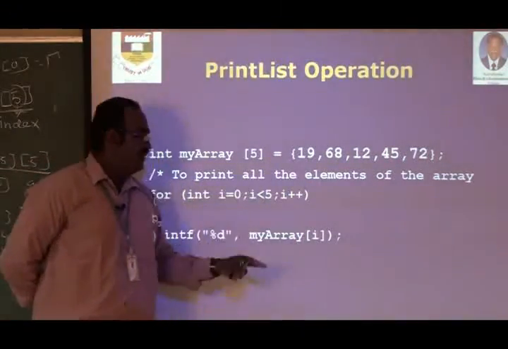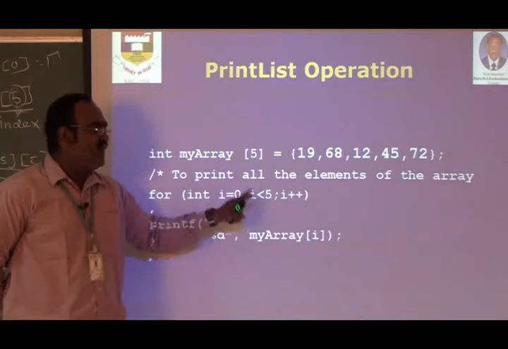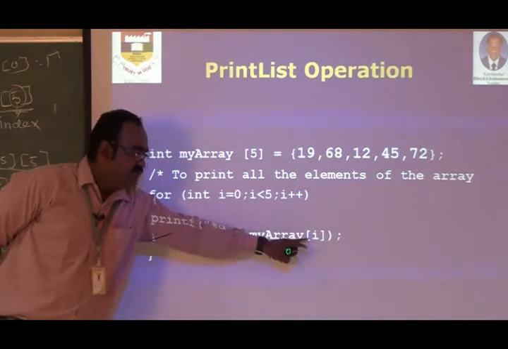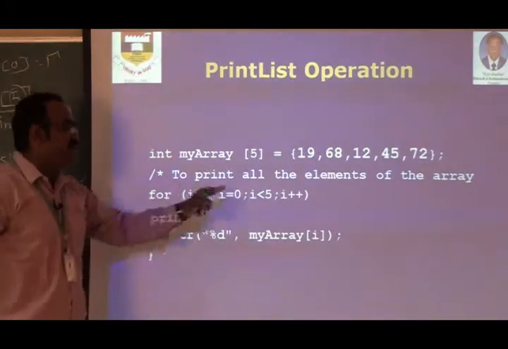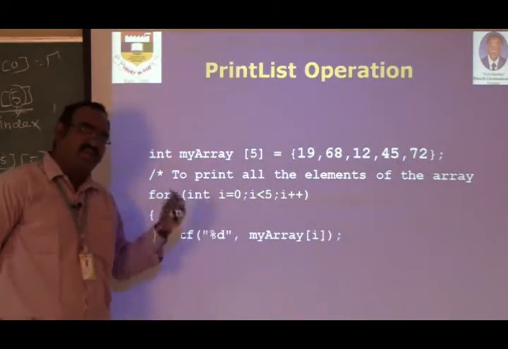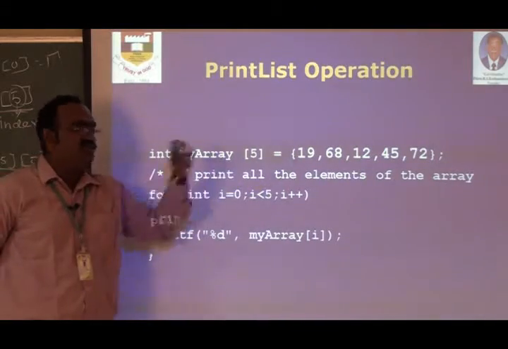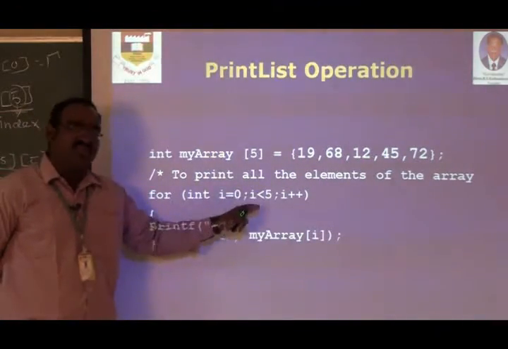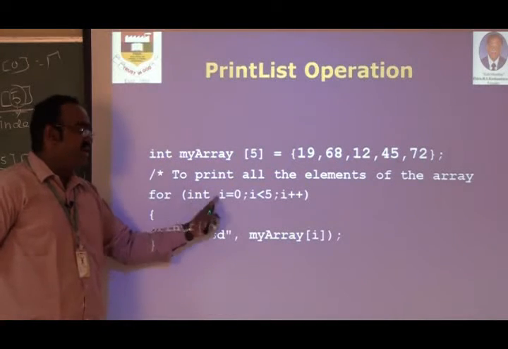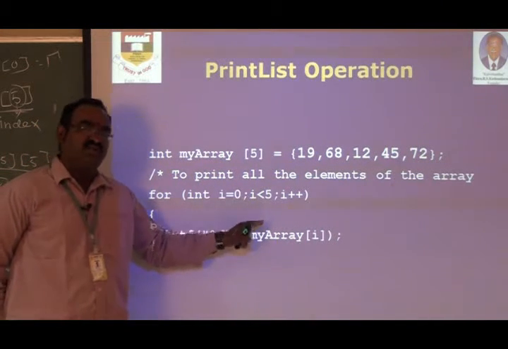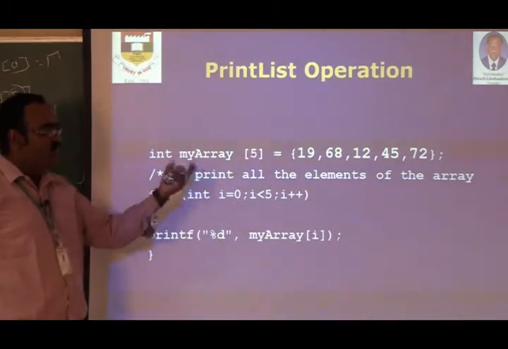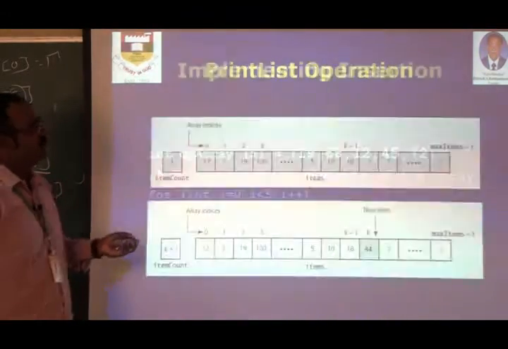We have only 5 elements. First 0 is less than 5, condition true. Then it's going to print my array of i. So the 0th position, 19, is printed. Now it's incremented by 1, i is equal to 1. So 1 is less than 5, condition satisfied. It lists the first position, 68. When i is 4, less than 5, condition satisfied. But when it's incremented, i is equal to 5. 5 less than 5 is false, so it exits from the loop, and only the available elements are displayed. This is print list.